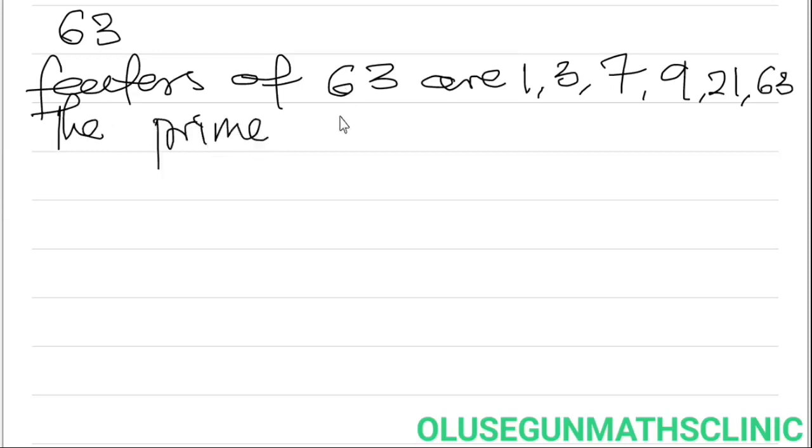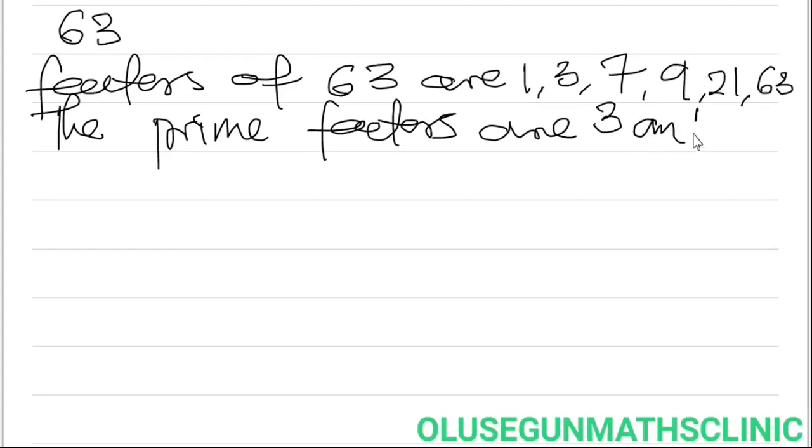The prime factors are, from here, you don't need to waste much of our time. From 3 to 9, something can divide them. But 3 and 7, nothing can divide 3 and 7 except 1, and we don't select 1 as a prime factor. So, therefore, it is 3 and 7.